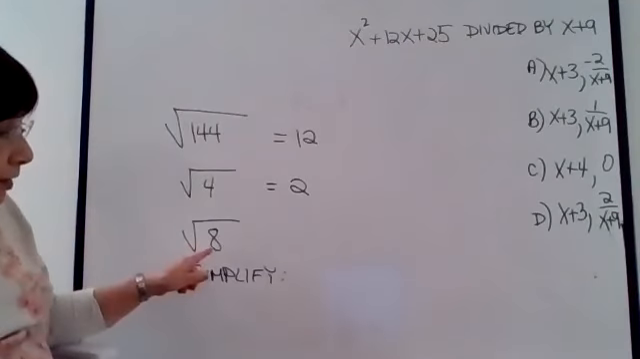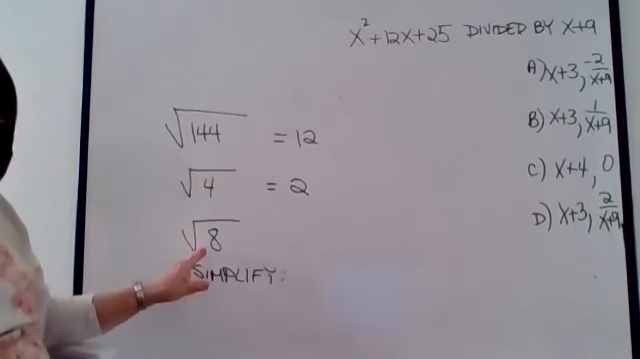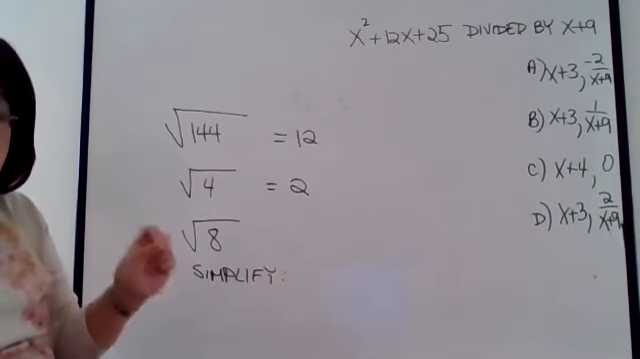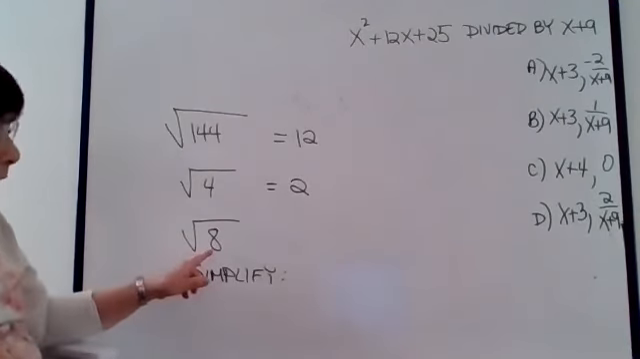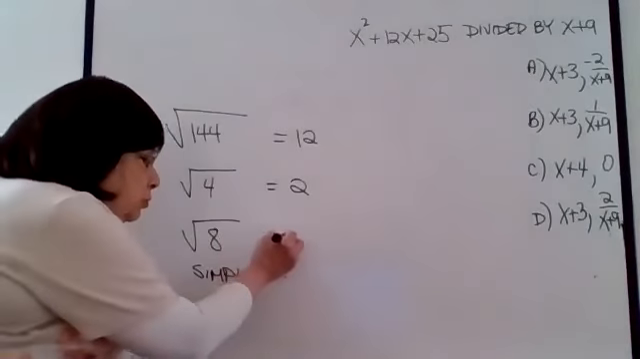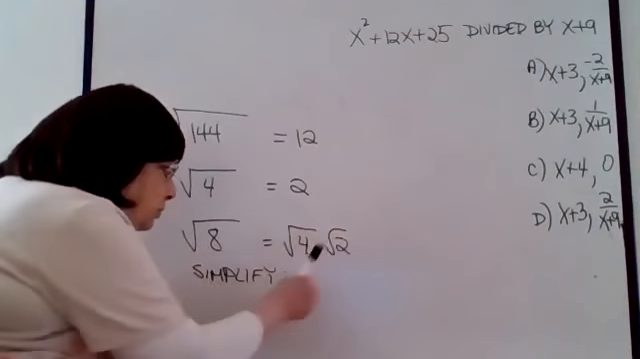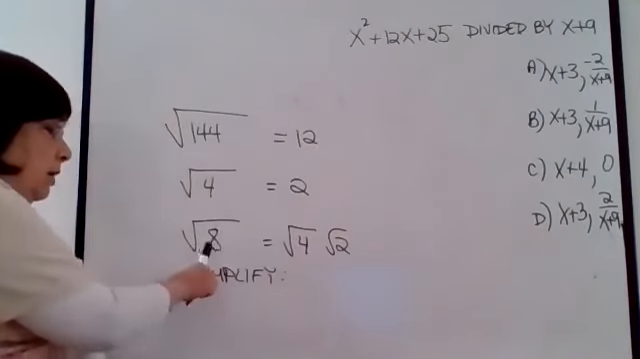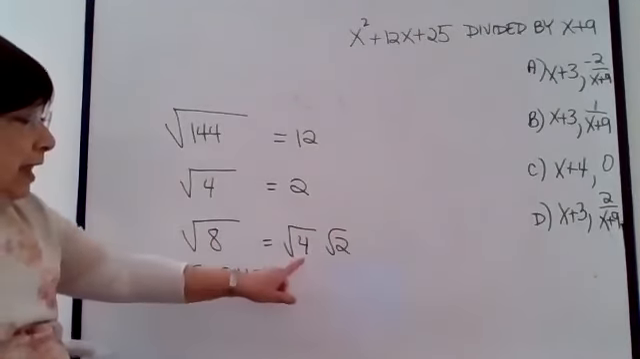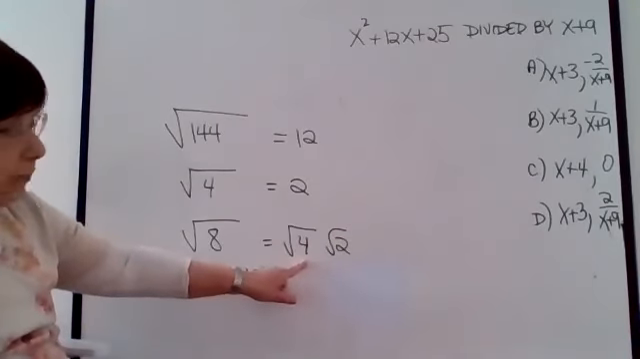Factor the number, break it up into 2 different numbers that multiply to 8, where one of the numbers is a perfect square. Well, I know that 8 is actually equal to 4 and 2. If I multiply 4 times 2, that will give me 8. And not only that, the 4 is a perfect square.